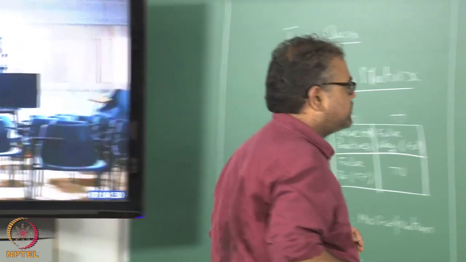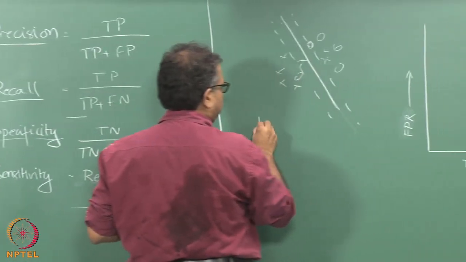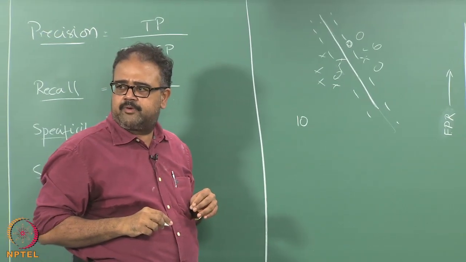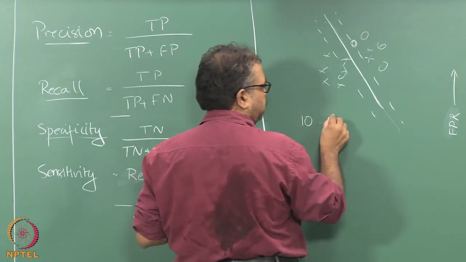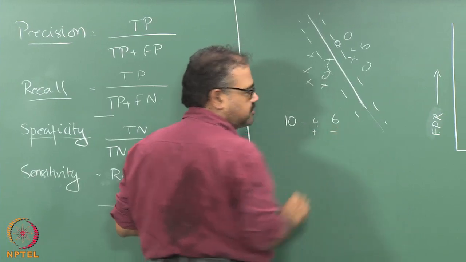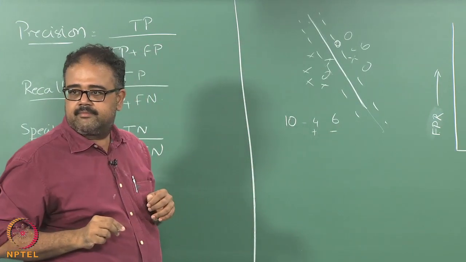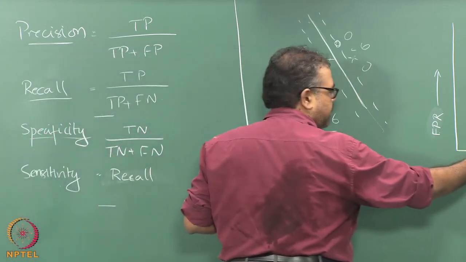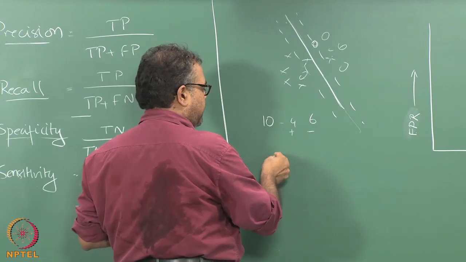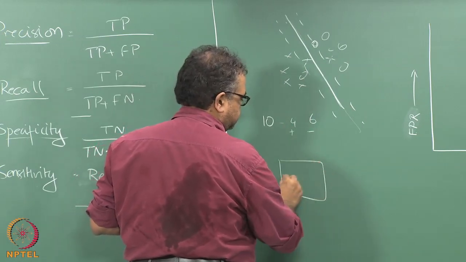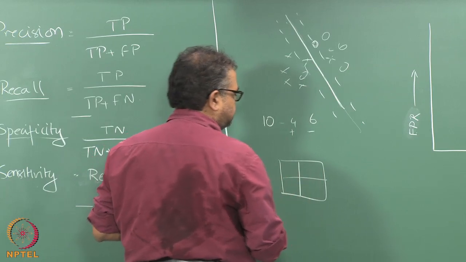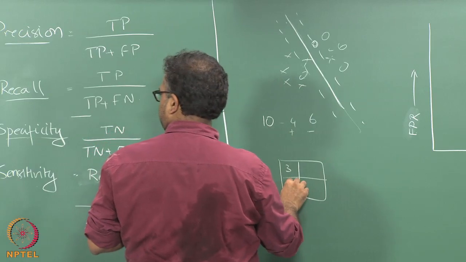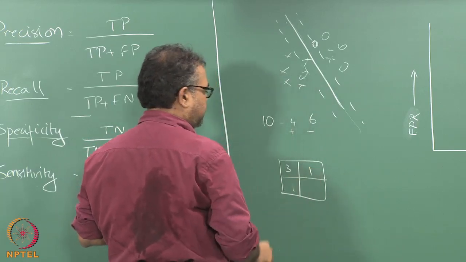Let us take a simple example. Let us say I have 10 data points, I am going to make it very simple, and 4 are positive, 6 are negative, and I have a classifier. Of these 4 points it gives me 3 here, and 1 here.